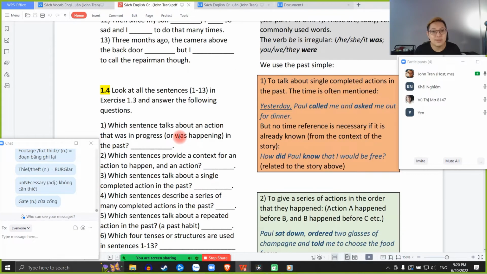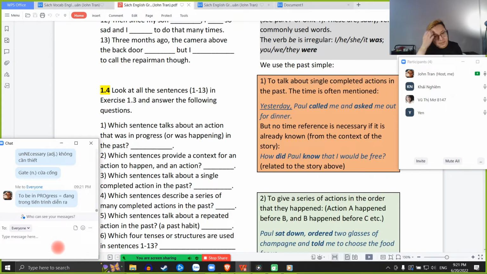Number 1. Which sentence talks about an action that is in progress? Câu nào nói về một hành động mà nó đang trong tiến trình? To be in progress. Đang trong tiến trình diễn ra. Or was happening. Hoặc là nó đang diễn ra ở trong quá khứ. Or was happening in the past. Number 2. Which sentences provide a context for an action to happen? To provide a context for an action to happen.